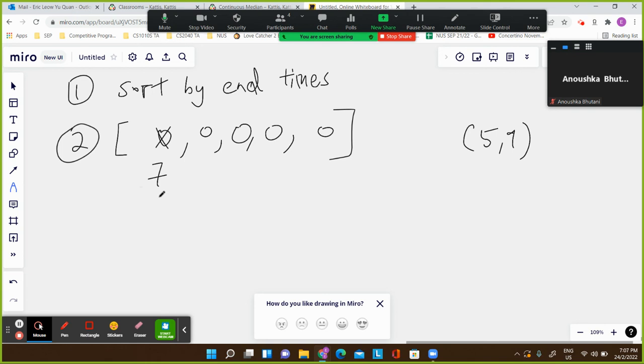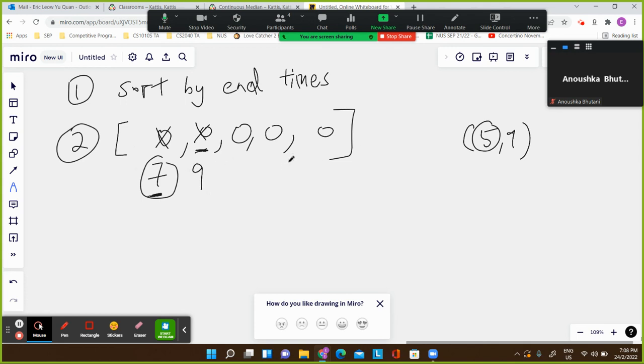So what do I do? I just go to the first classroom. Then you check, can I put 5, 9 inside? Cannot, right? Because 5 overlaps with 7, because 5 is earlier than 7. So you definitely cannot put 5, 9 inside. So you go to the next one. 0. 5 is bigger than 0. So you can just put this activity inside this classroom. Then you replace it with the new end time. Then you just need to repeat this algorithm and just do it like that.